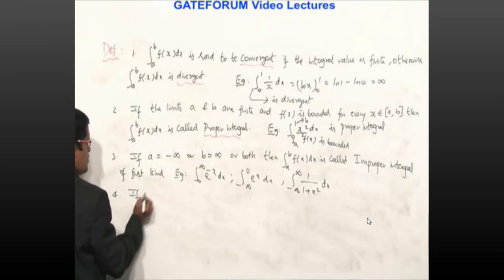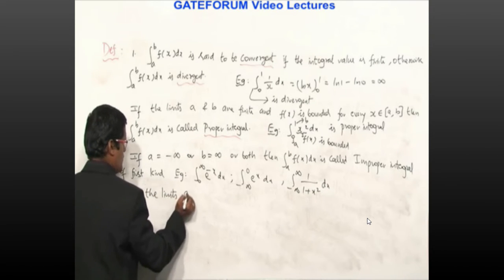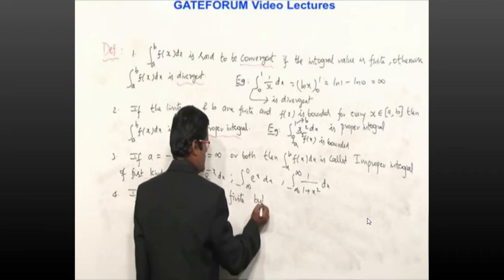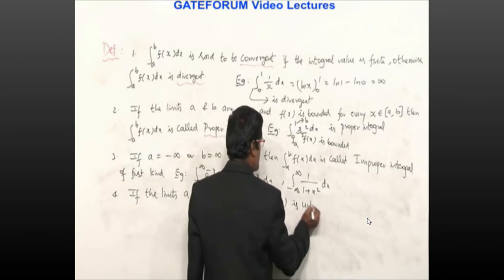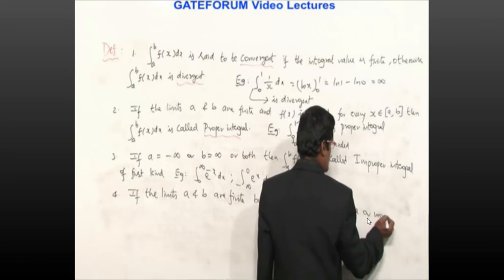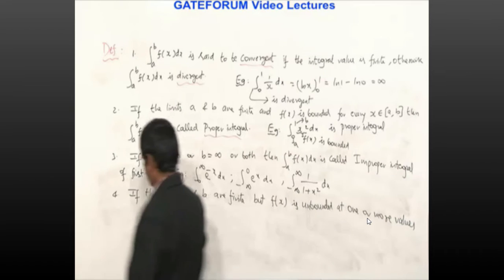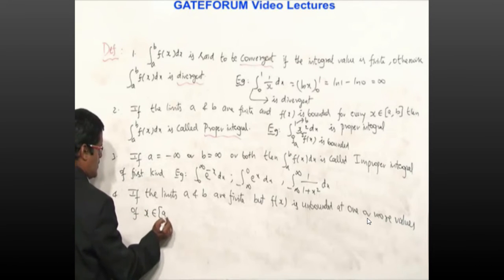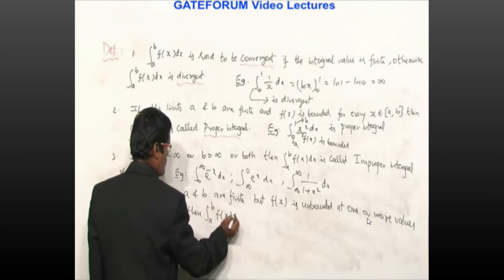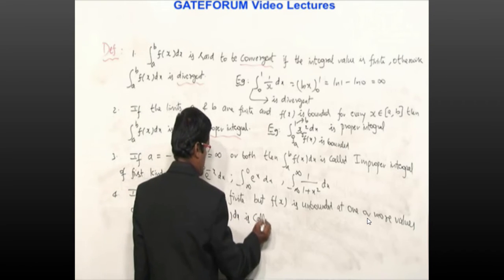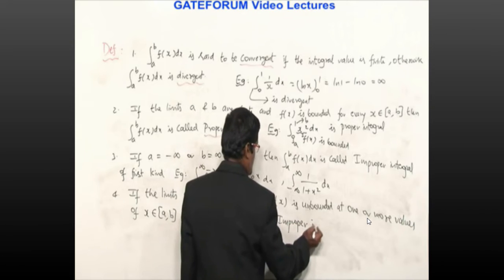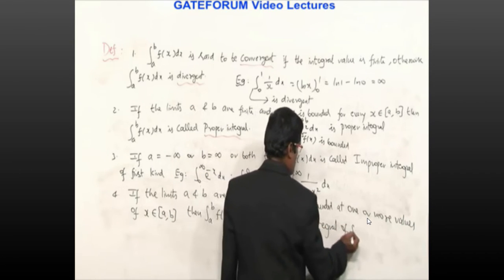Four. If the limits a and b, both lower and upper limits, are finite, but f(x) is unbounded at one or more values of x belongs to closed interval [a, b], then integral a to b f of x dx is called an improper integral of the second kind.